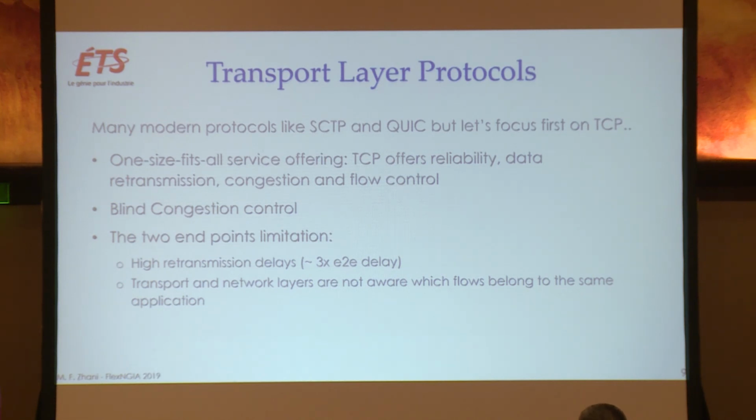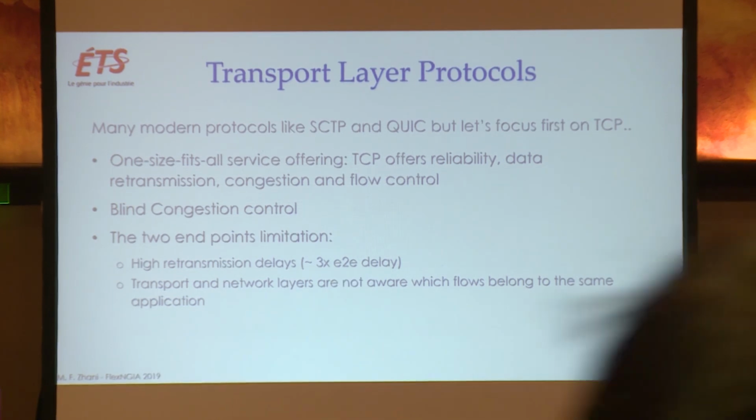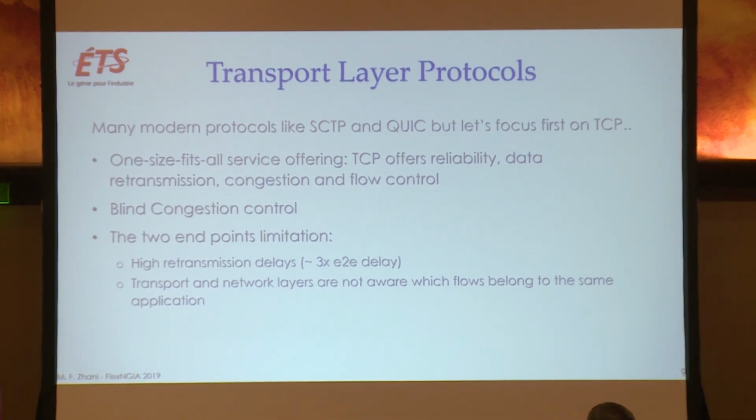This is not always interesting because sometimes we don't need reliability. Sometimes we need reliability only for some of the packets, right? So there are different offerings that cannot be fulfilled by TCP. Another problem with TCP is that it does blind congestion control. TCP today is not able to be sure that a packet has been lost, right? It tries to guess: okay, I have a timeout, I have a duplicate acknowledgement, maybe a packet is lost. This will generate a lot of retransmissions, and at the end of the day we are not really sure whether a packet has been lost or not.